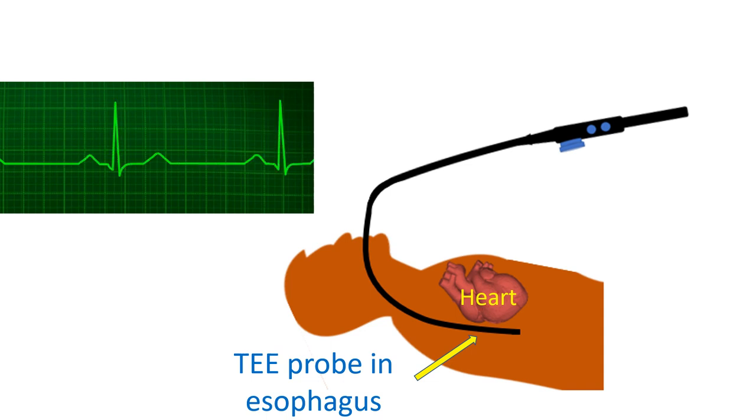The operator should be well trained in the procedure and in interpretation of the images. Unlike in transthoracic echocardiography, it is not easy to repeat the study often. Supporting personnel to monitor the patient during the procedure is also necessary.